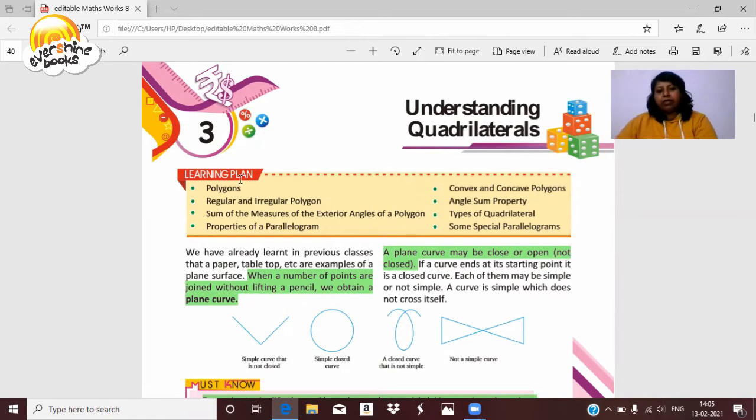In this chapter we will learn about polygons, regular and irregular polygons, some of the measures of the exterior angles of a polygon, properties of parallelogram, convex and concave polygons, angle sum property, types of quadrilateral, and some special parallelograms. Myself, Rajni Gupta. So let's begin with the chapter.